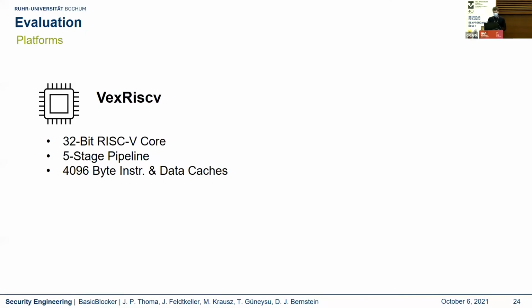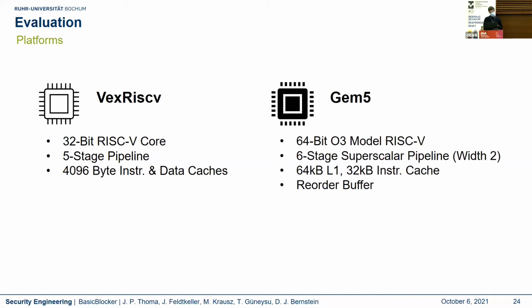But how does this look in real-world applications? For this, we implemented this in two types of processors. We first used the Vexriscv, which is a rather small in-order 5-stage pipeline processor, which is a soft core, so we can execute this in real hardware. And we have a simulator, gem5, where we also implemented our work, which is a bit more complex, though they support a superscalar pipeline of width 2 and have out-of-order execution and 6 stages.